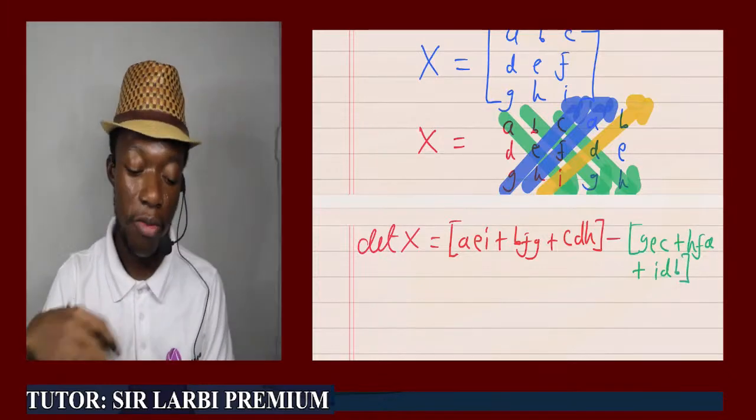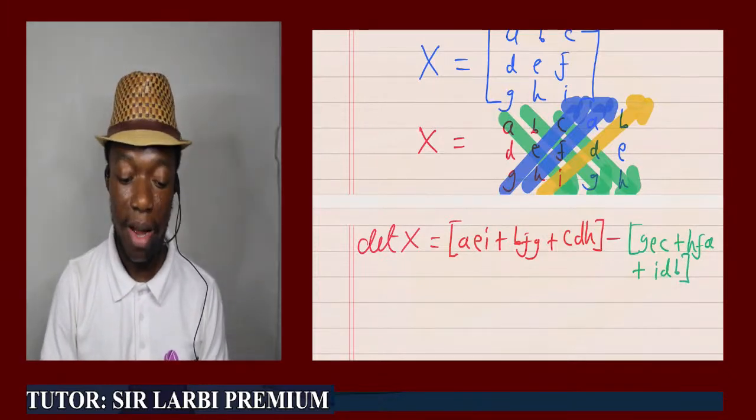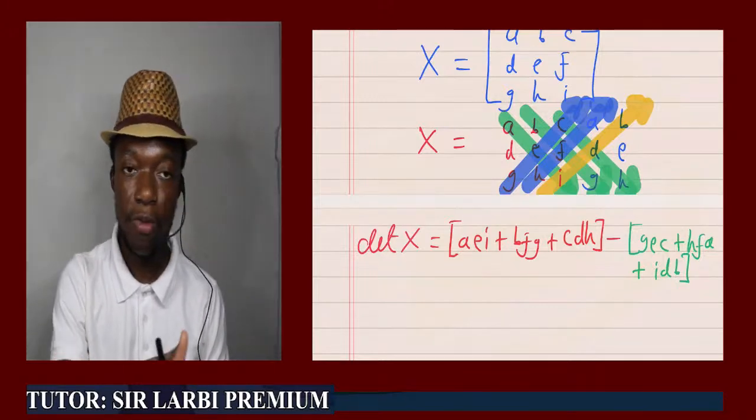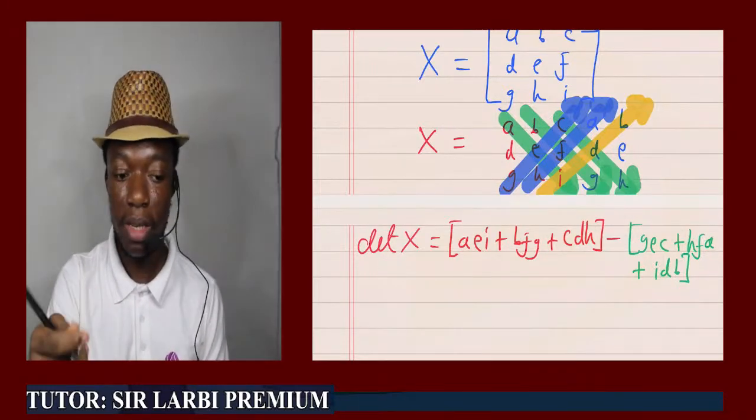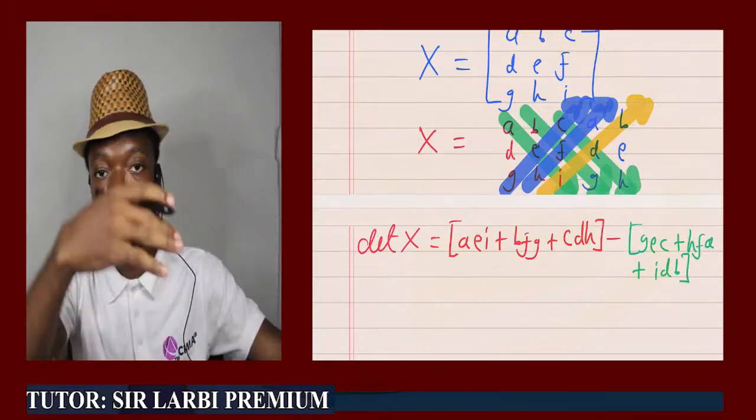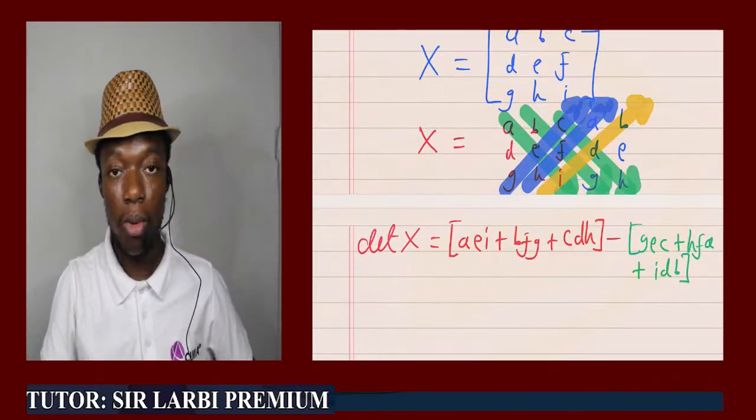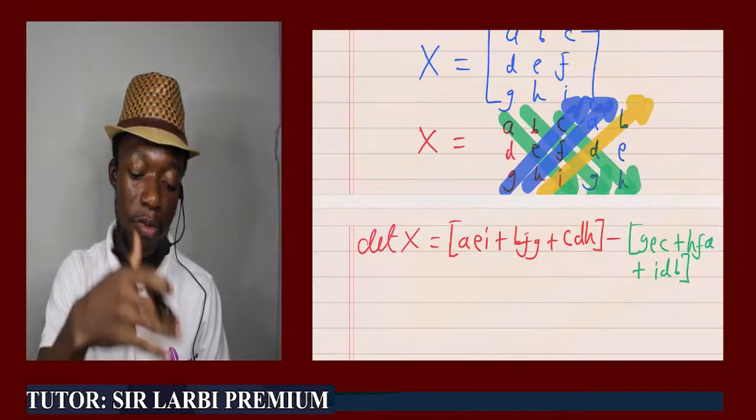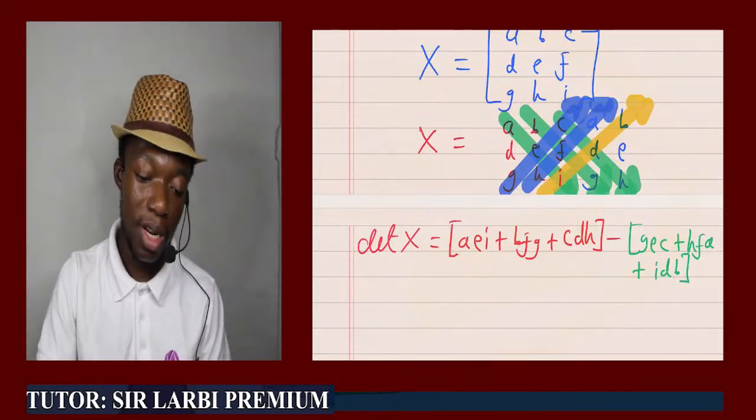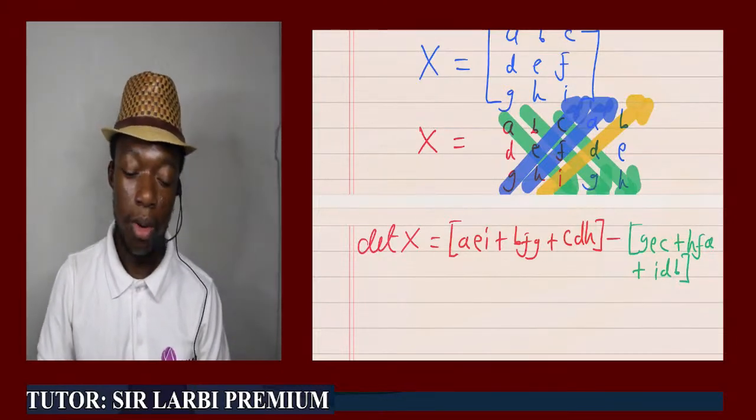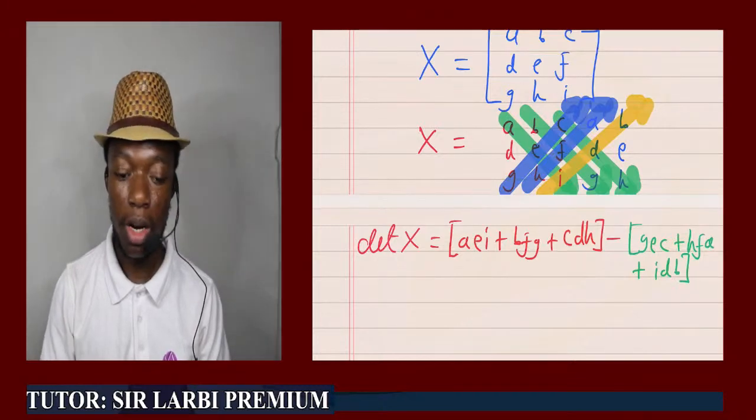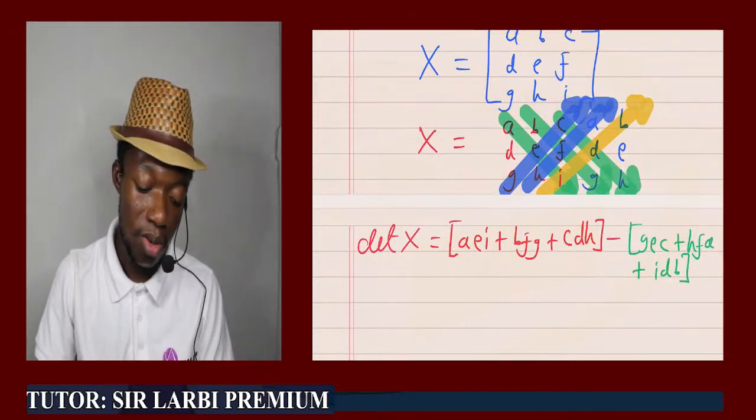So this is also how we find the determinant of a 3 by 3. All you want to do is repeat the first two columns to extend the original matrix. After that, you indicate your downward arrows and your upward arrows. You find the sum of the products of the downward arrows, compare with the sum of the products of the upward arrows, and you are good to go. You get your determinant for that.